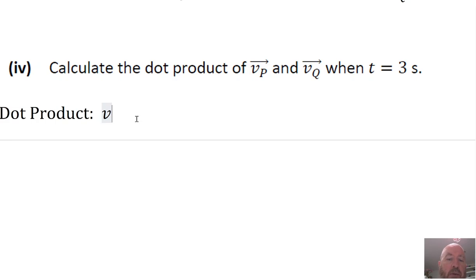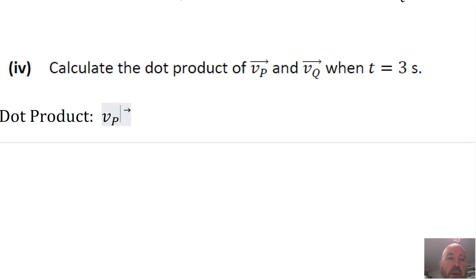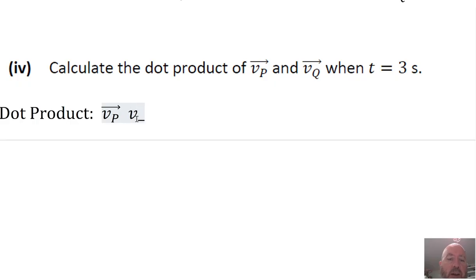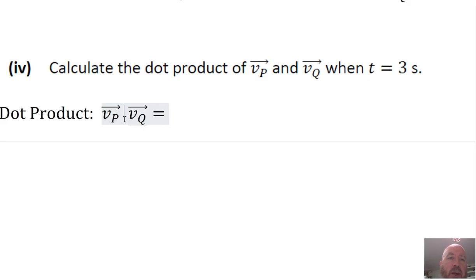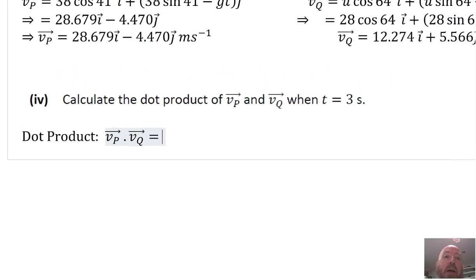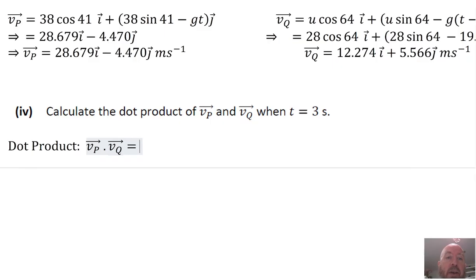So let's try again. VP vec, dot VQ vec. So VP.VQ is gotten by multiplying the I by the I and the J by the J. So I'll just write it out here. So it's 28.679 times 12.274. So the I's by the I's plus the J's by the J's.